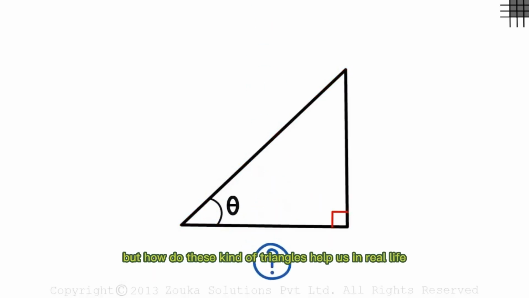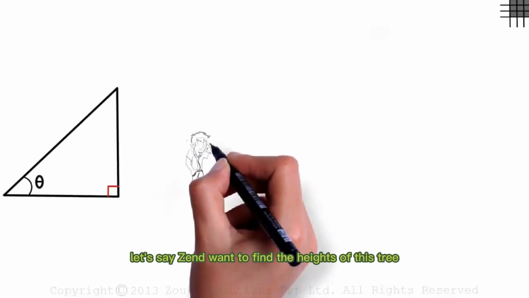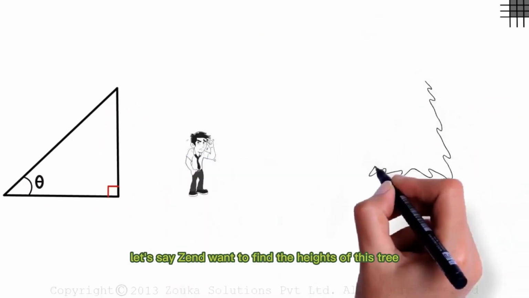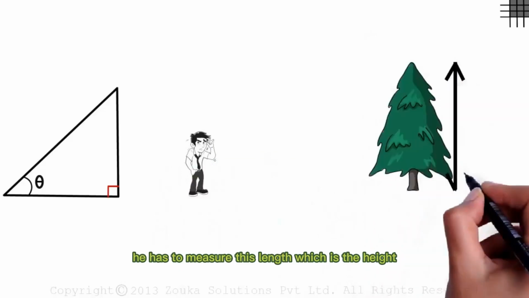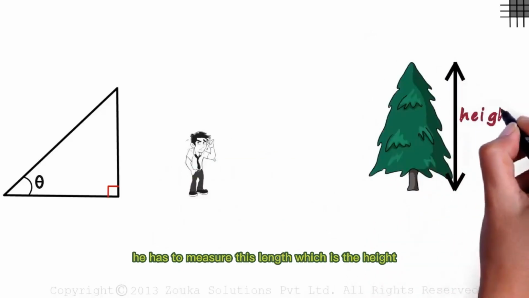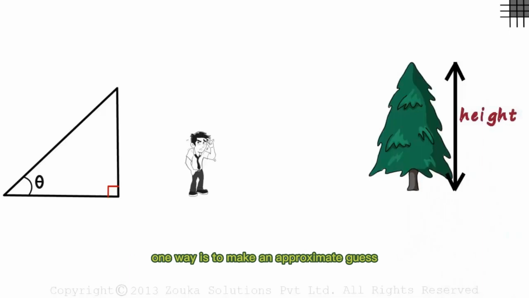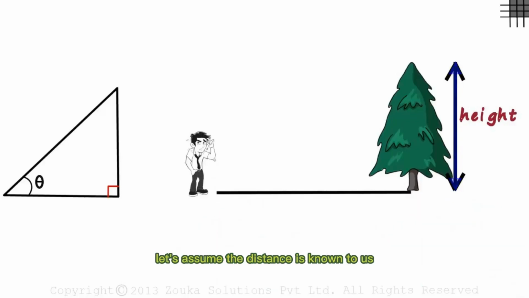But how do these kinds of triangles help us in real life? Let's say Zen wants to find the height of this tree. He has to measure this length, which is the height. One way is to make an approximate guess, but a better way is by using trigonometry. Let's assume the distance is known to us.